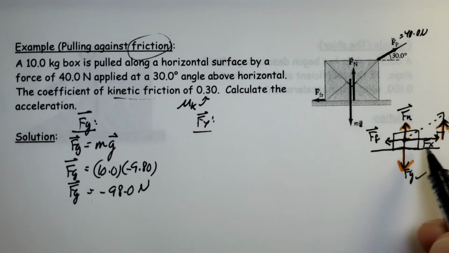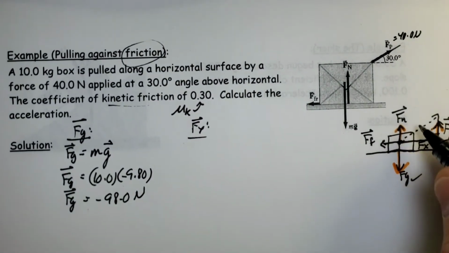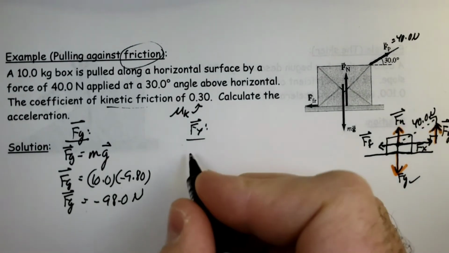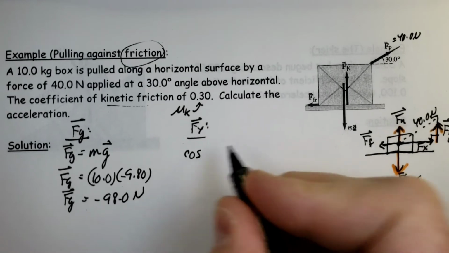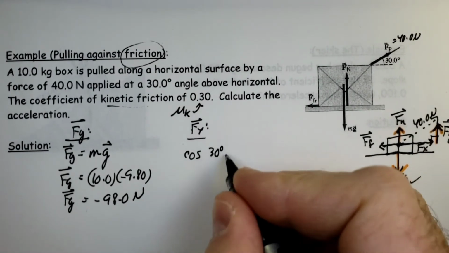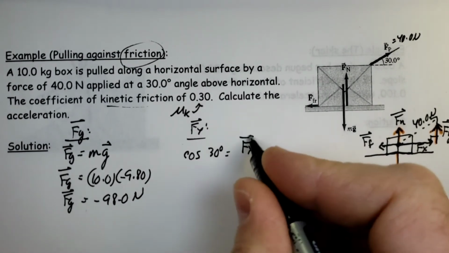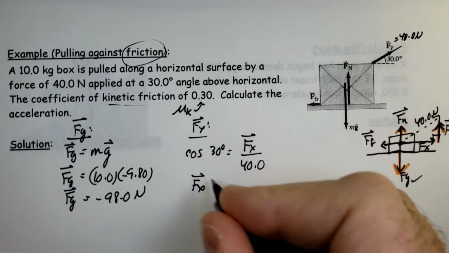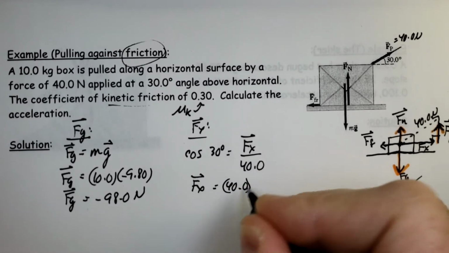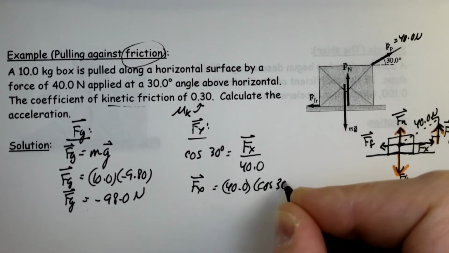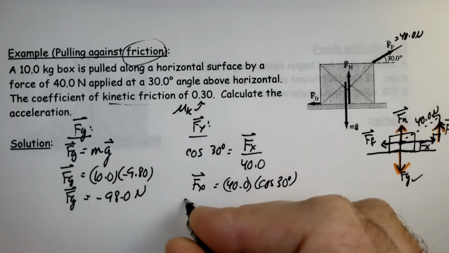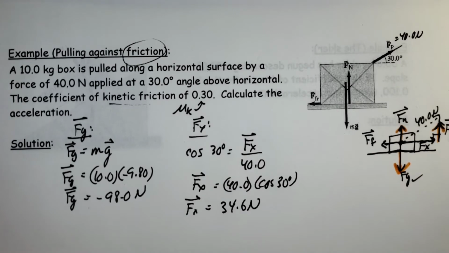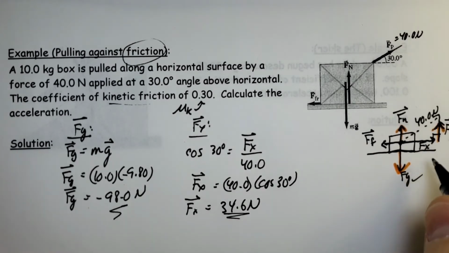Of course, Fx is the adjacent side of the hypotenuse. And of course, the applied force, this hypotenuse, is 40 newtons. So yes, cosine is what I'm going to be using. Cos of 30 is equal to adjacent over hypotenuse. So Fx is going to be equal to 40 multiplied by cos of 30. Make sure your calculator's in degree mode. And I'll get 34.6 newtons. Okay, so I know what Fx is.